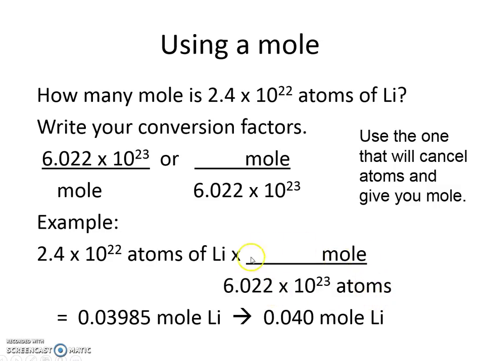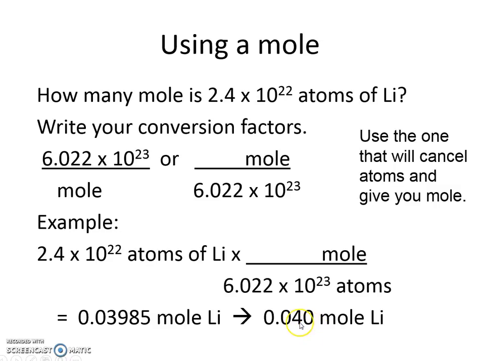We go ahead and put our conversion factor so that atoms cancels out, and notice 6.022 times 10 to the 23 is going to be with atoms. Remember, the only unit you ever see this number with is either atoms or molecules. We do our multiplication, and it gives us this number on the calculator, which I then rounded off.